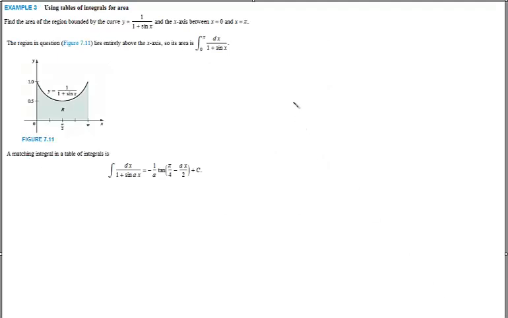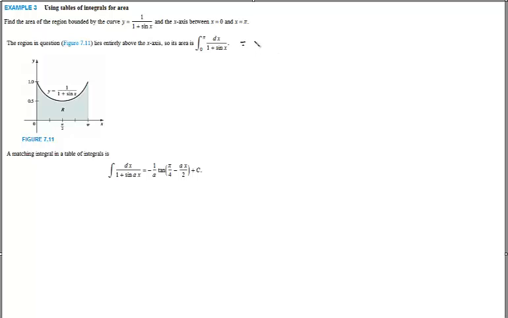Another area under the curve. So I'm going to do the area under the curve from 0 to pi, and this is what it's going to look like. I found an integral in my table of integrals. For my case, a is 1. Okay, so let's plug this in.